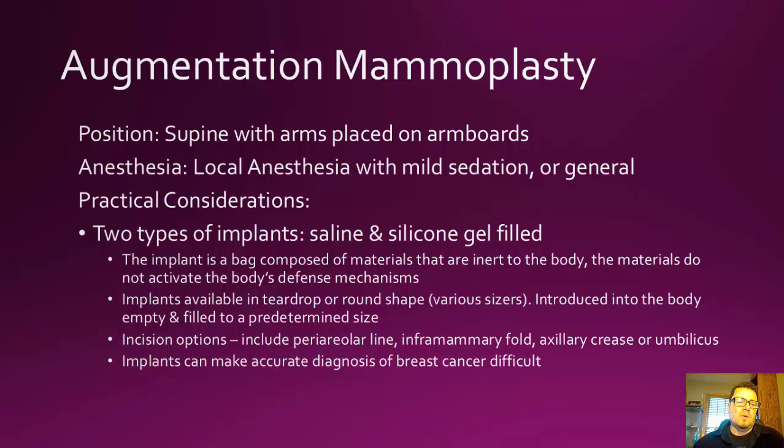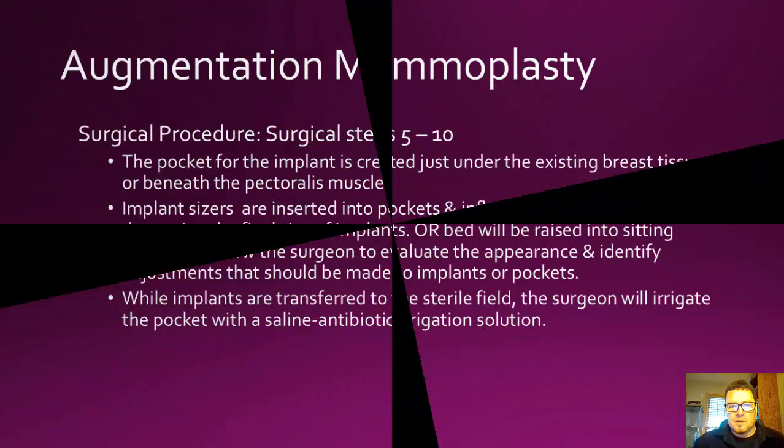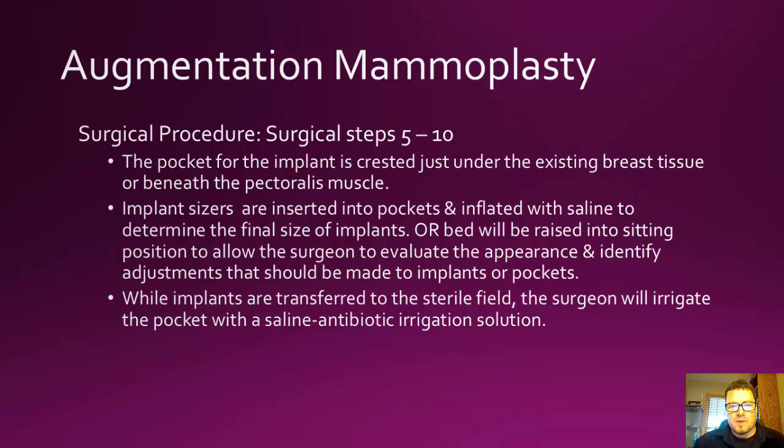They can tunnel them all the way up from the umbilicus. One thing about implants is they can make cancer diagnosis difficult. It's hard to see cancer sometimes with an implant in there in a mammogram. The pocket for the implant is put just underneath the breast tissue and often beneath the pectoralis muscle to anchor it. Sizers are inserted into the pockets and inflated with saline to determine the final size.